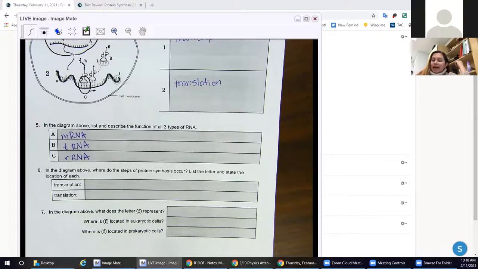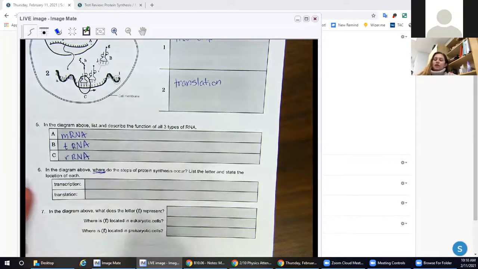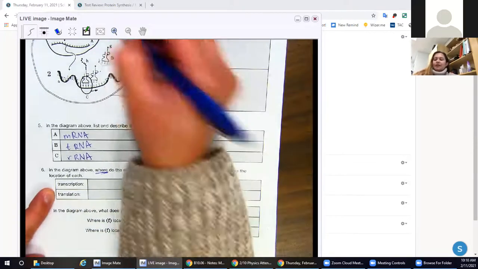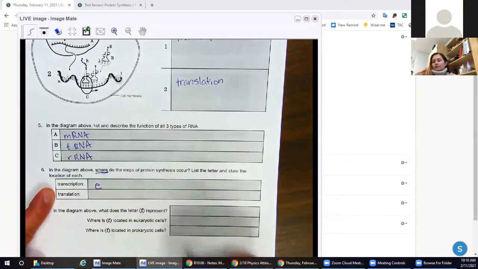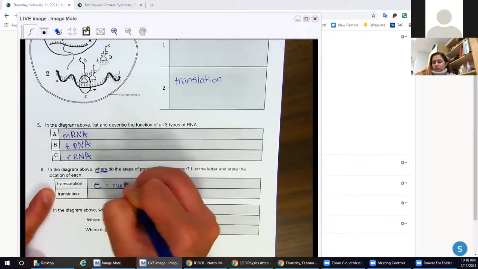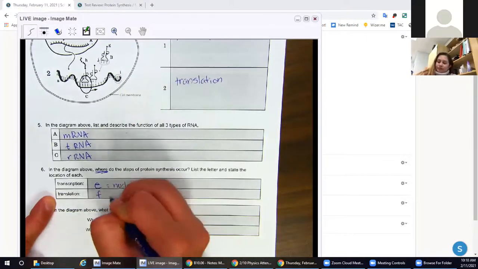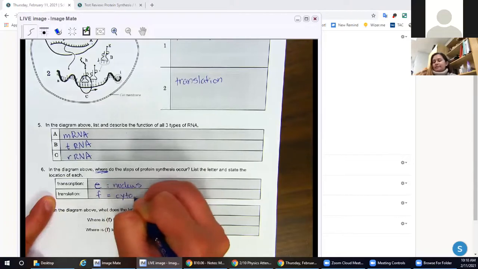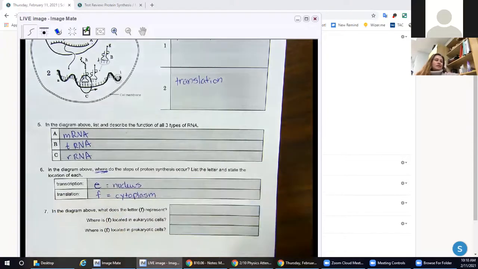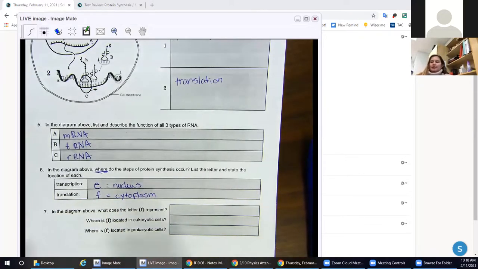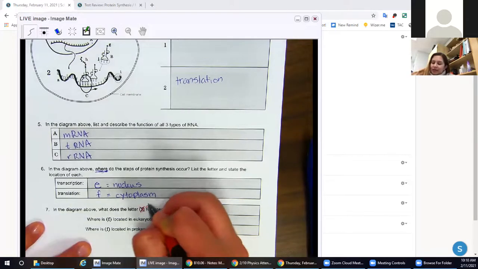Number 6, in the diagram above, where do the steps of protein synthesis occur? List the letter and state the location of each. So where do they occur? Transcription is going to occur in E, the nucleus. Translation is going to occur in F, the cytoplasm. And then there was a typo on here. I'm sorry, I just noticed that. These are actually supposed to say letter D.